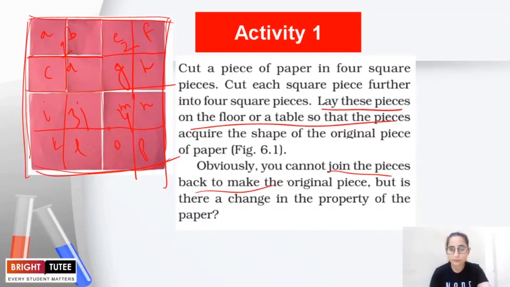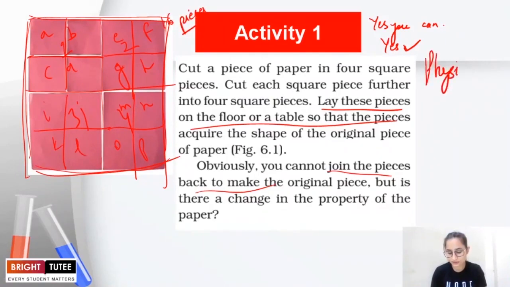Can you write it with the help of a pen now? Yes, you can. Can you cut it now? Yes, you can. Right? So there is no property of the paper changed. Only you have cut it into pieces. So the shape has changed. The size has changed. But not the initial property of the paper, right? The sole properties of paper have not still changed. Even after you have cut it into 16 pieces. What does this tell you? That this is a physical change.